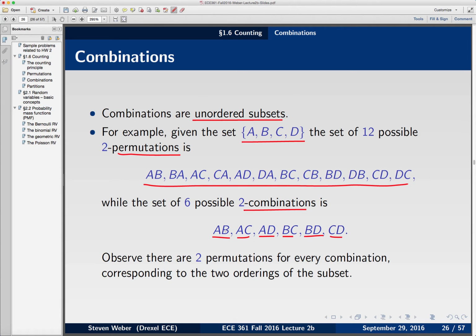AB and BA are not distinct 2-combinations. They are distinct 2-permutations. And naturally, there are two permutations associated with every single 2-combination. Equivalently, given any 2-combination, there are 2 orderings of that 2-combination, each corresponding to a distinct 2-permutation.